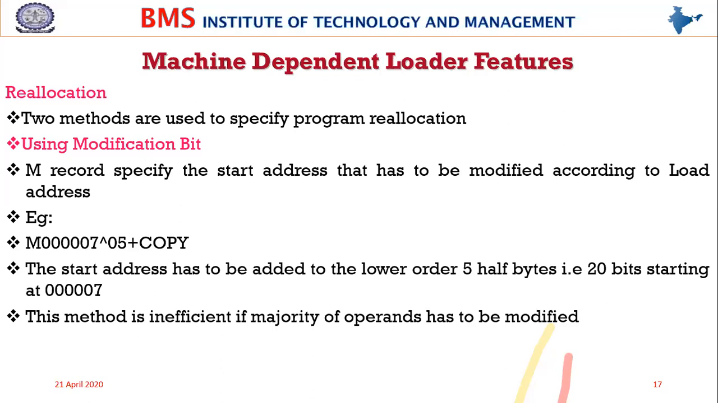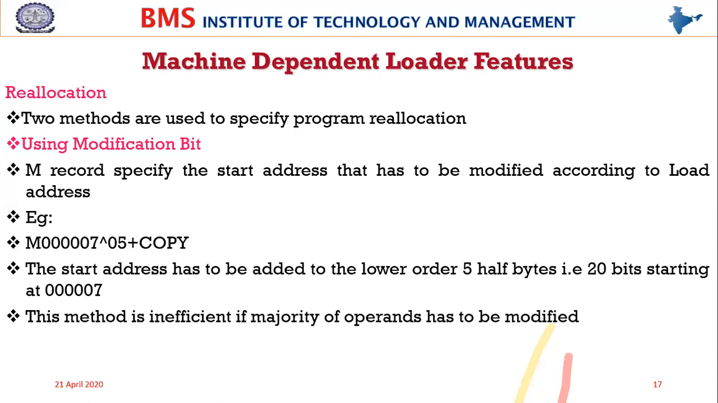But format 4 instruction is direct addressing. So for that reason we use modification records for format 4 instructions, clearly specifying from which byte how many bytes need to be relocated, that is, added with the actual load address. Yeah, this method is efficient. The modification bit method is efficient if we are writing an SIC/XE program.